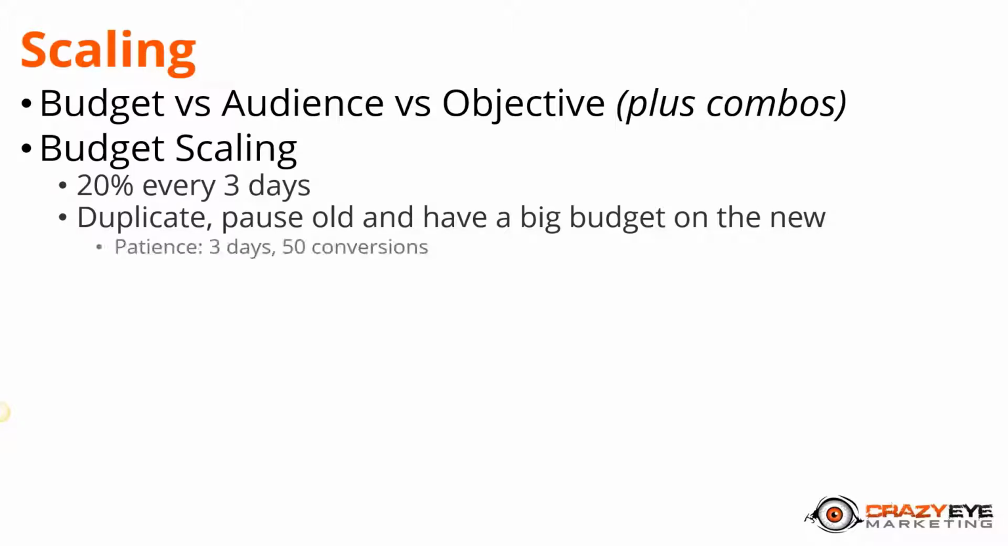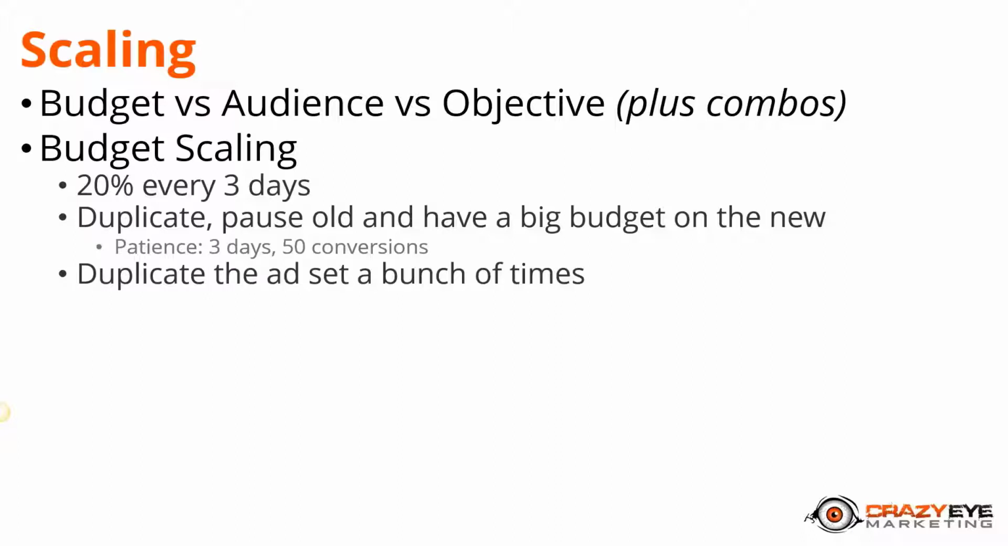Now, when you do this, you do need to have some patience because it's not going to just pick up right where you left off. You're going to want to give it at least 3 days at that new budget, and hopefully you can get 50 conversions in those 3 days so Facebook's algorithm can kind of take over your ad set and adjust things and start really honing in and getting you the best results. So if you're scaling your budget this way, don't freak out when your new ad set doesn't work right out of the gate. You need to have some patience and give it those 3 days and 50 conversions.